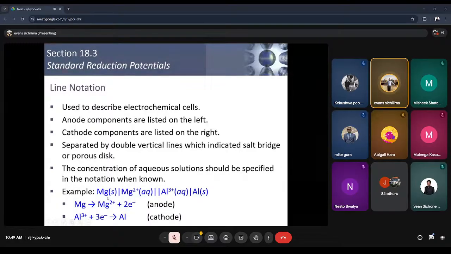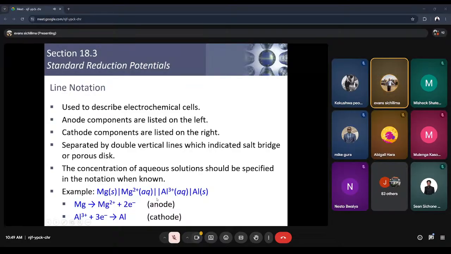So this moves from solid to aqueous status. So if the concentration was known, it also has to be included. Now this is separated by the two vertical lines to indicate that there is a salt bridge here, and the salt bridge is a controller, so that there is no unnecessary mix-up of the solutions that are in both compartments, the anode and the cathode.